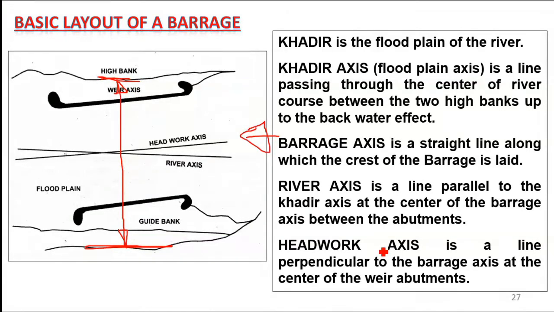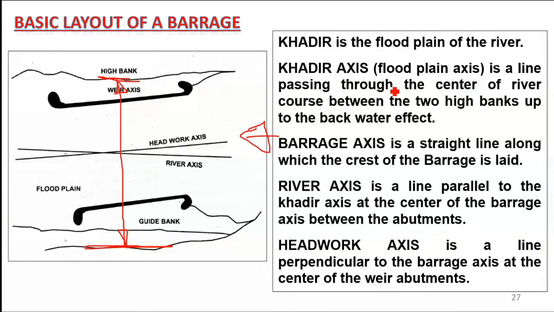This khadir width of the river may be 15 to 20 times more than the normal width of the river, because in flood days the water spreads. In normal days, whatever is the width of the river, the khadir width may be 15 to 20 times more. And sometimes the river meanders like this, and the khadir width is still 15 to 20 times the width of the river.